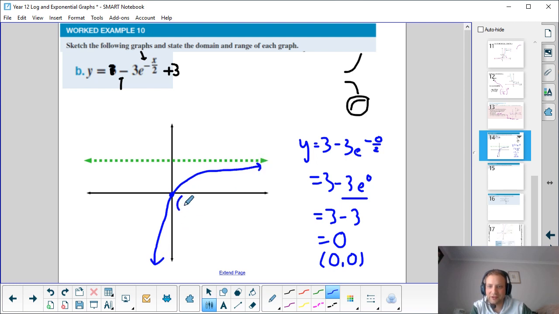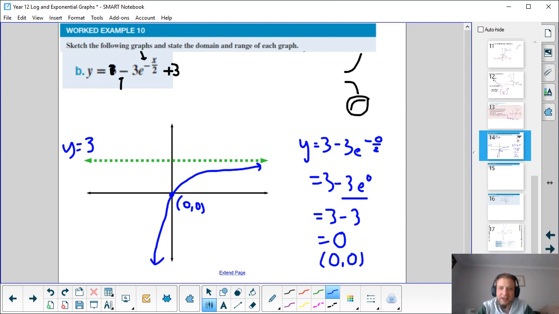Our point (0, 0) is labeled. Let's not forget to label the equation of the asymptote either. And we have a graph sketched with a whole bunch of transformations in it. All that's left for us to do now from this graph is to state the domain and range.